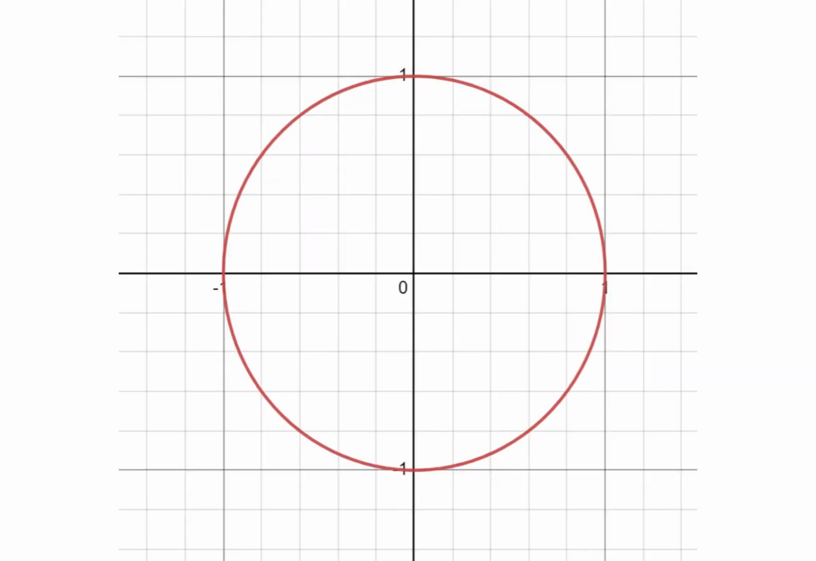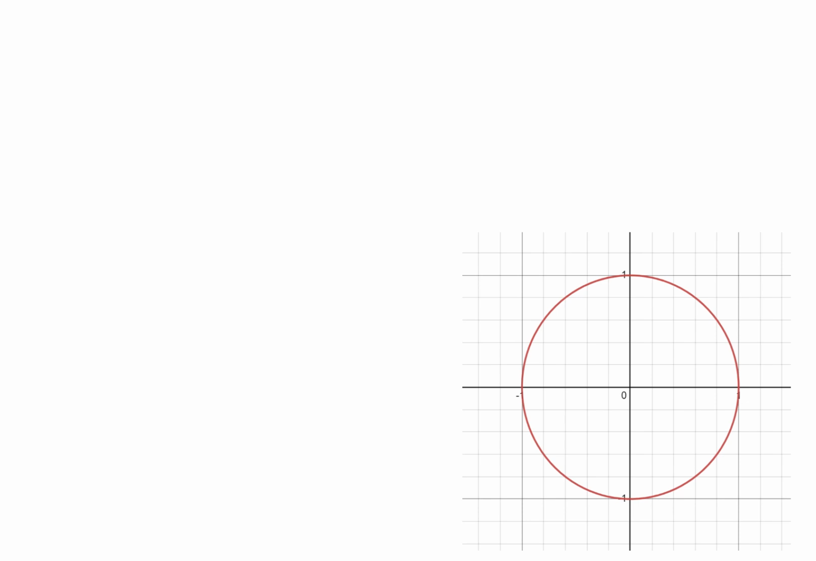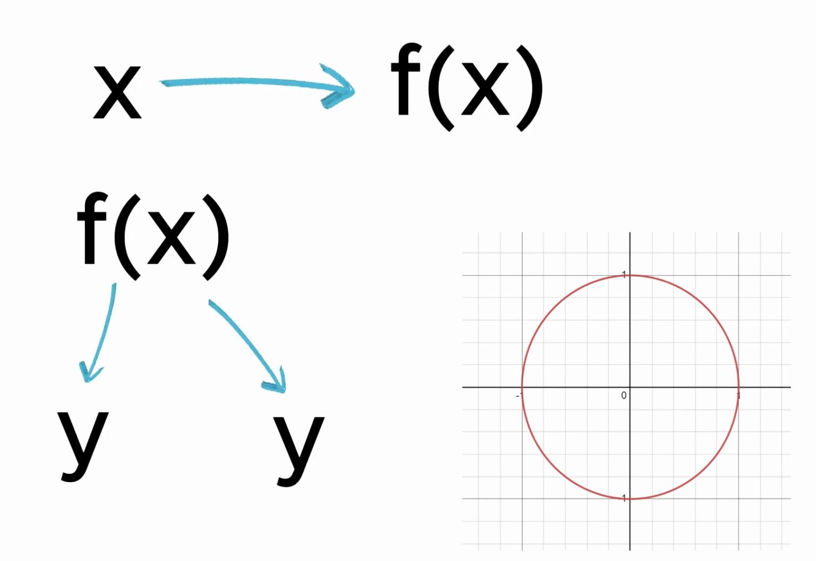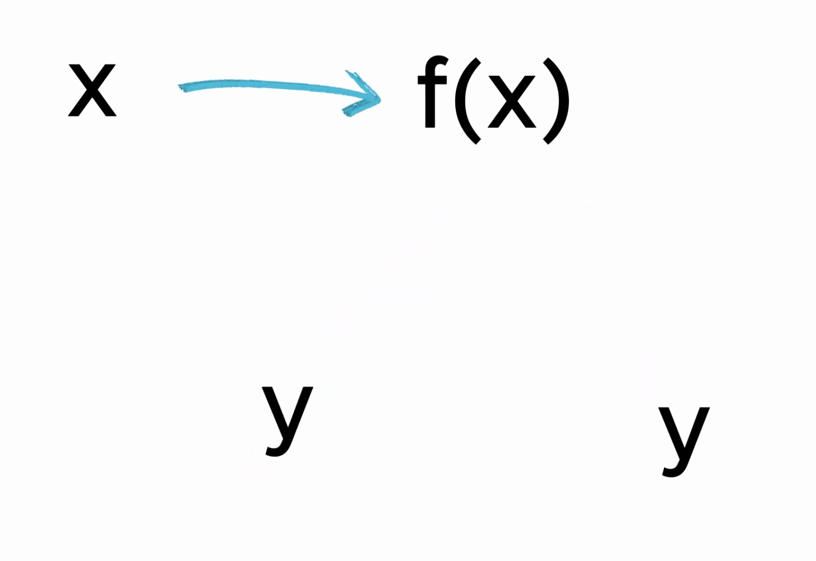or this graph. No, that's a relation. The reason why it's called a relation is that when you put in an x, there can be two outputs, which is not the definition of a function. That is the reason why all of the functions actually have just one y in their expression, because any input only has to give one output.